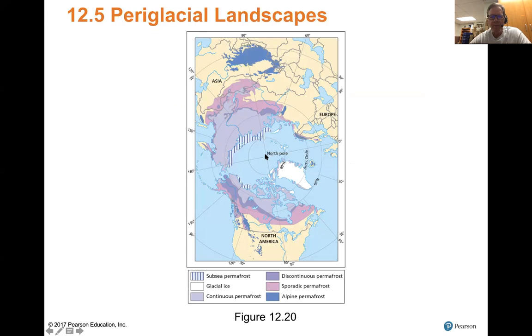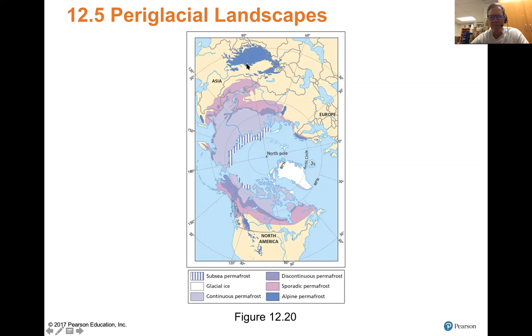So here's the North Pole here. Here's North America, the United States, Greenland, and Russia over here. So there's your glacial ice that covers most of Greenland. But notice here in northern Canada and this part of Russia, where we have permafrost, sporadic, discontinuous, and continuous, where for at least 2 years, the ground has been permanently frozen, permafrost.